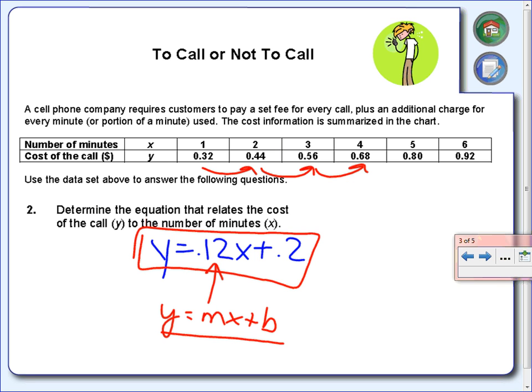Anybody remember what that form is called? Again, this is all Algebra 1. This is called the slope-intercept form. And why do they call it the slope-intercept form? Because this number represents the slope. This number right here represents the what? The y-intercept. So what is this number right here? It's the y-intercept. It's our starting point. We start off charging us 20 cents. After that, it just increases by 12 cents each time.